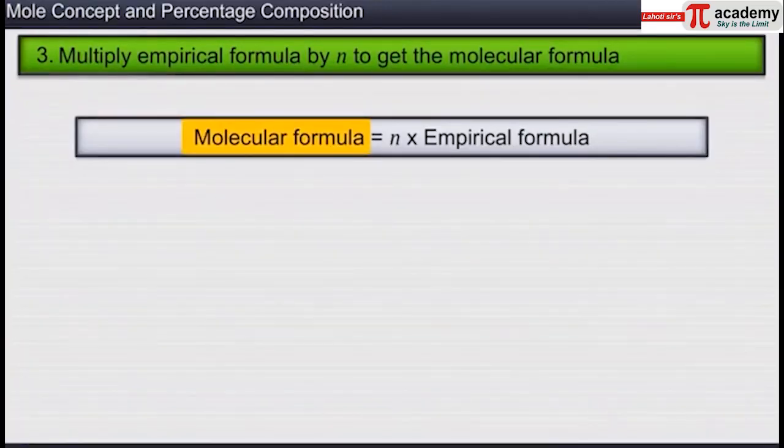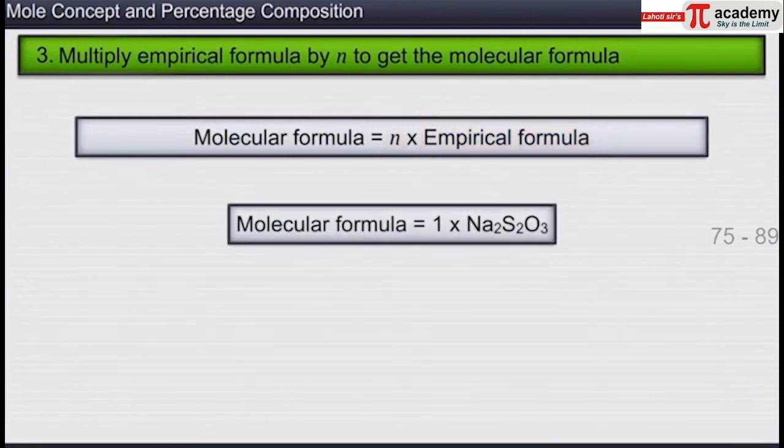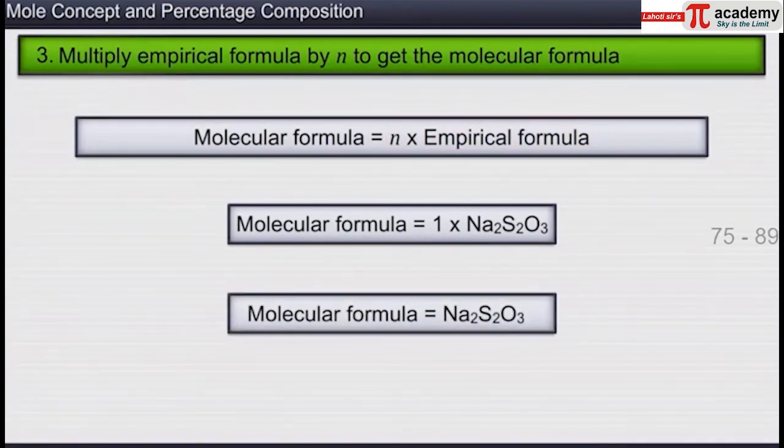Then, the molecular formula of a compound can be determined by multiplying the empirical formula of the compound with N. In this case, the molecular formula will be the same as the empirical formula. That is, Na2S2O3.